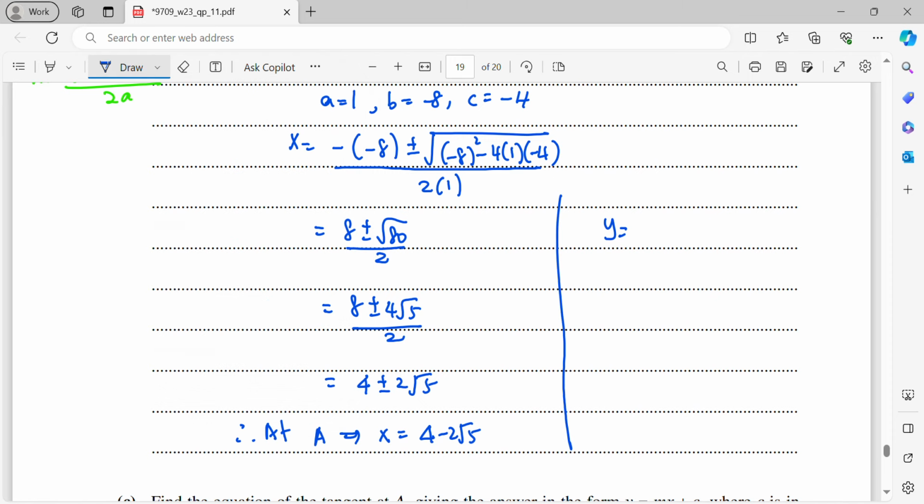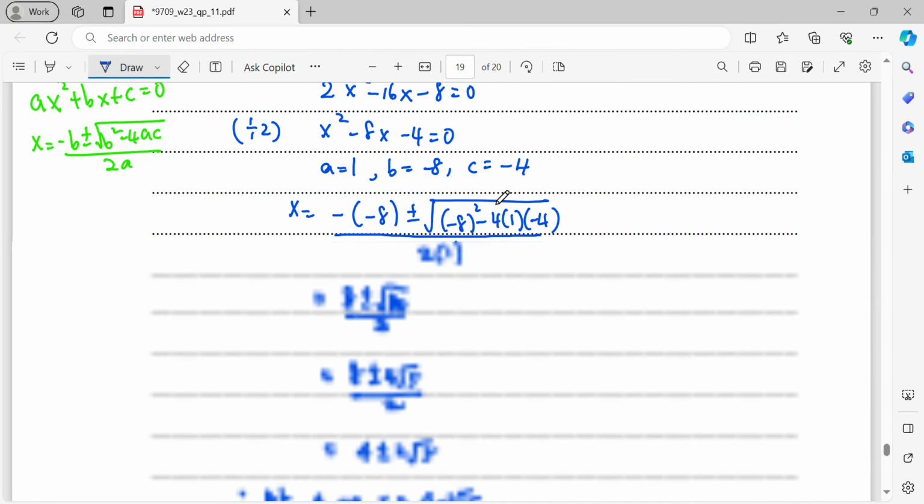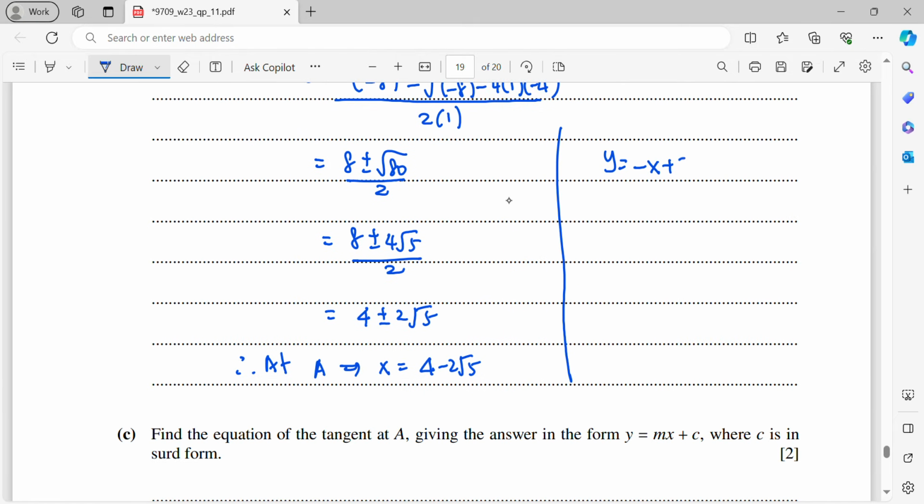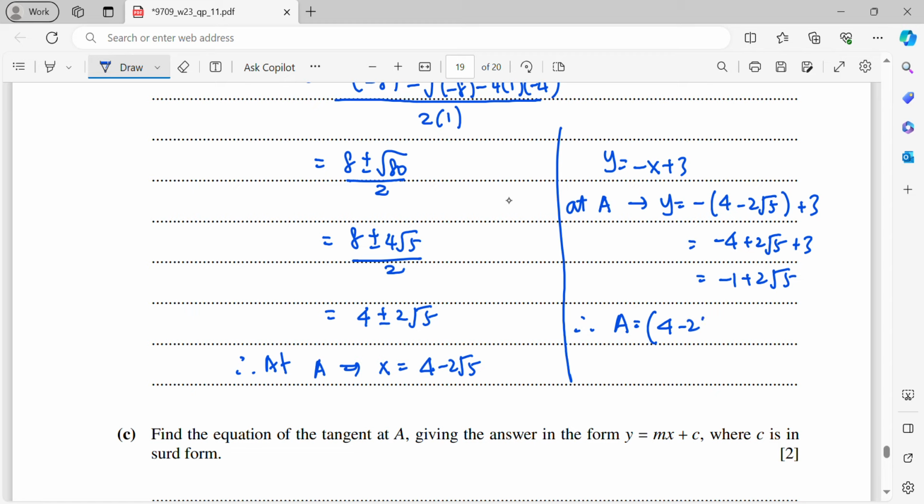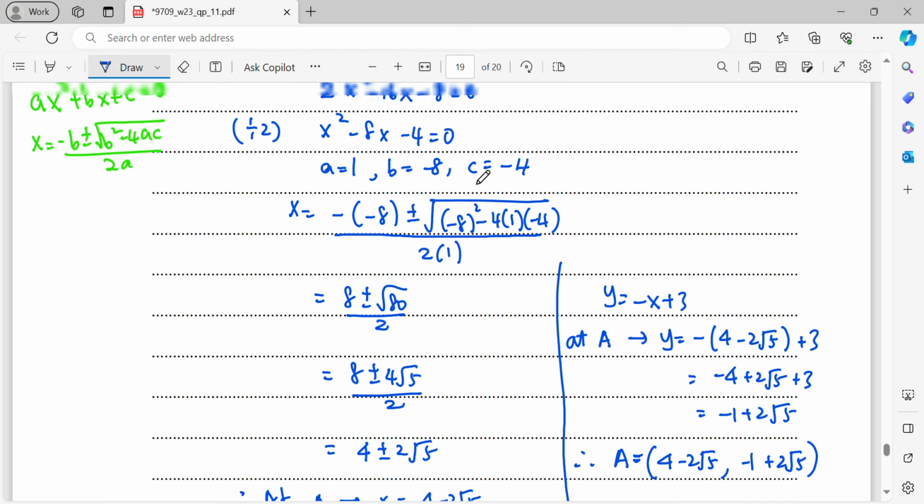So my y is negative x plus 3. At A, my y is going to be negative of (4 minus 2 square root 5), then plus 3. Then you will get minus 4 plus 2 square root 5 plus 3. At last, you will be getting negative 1 plus 2 square root 5. That means my A will have the coordinates of (4 minus 2 square root 5, minus 1 plus 2 square root 5). Okay, that's the solution of this question.